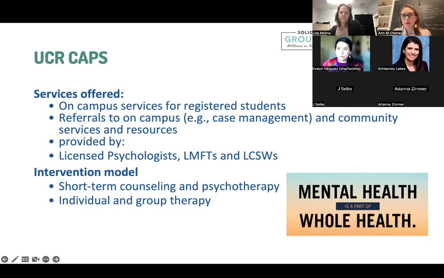And so you can see where, if a patient needs longer-term care, then it's great to have connections like Solid Ground Wellness and Recovery, UCR Health, for instance, where the student patient can have access to other services. And CAPS also offers individual and group therapy. So they have 2 different ways in which they can treat patients, whether in one-on-one or in a group setting.